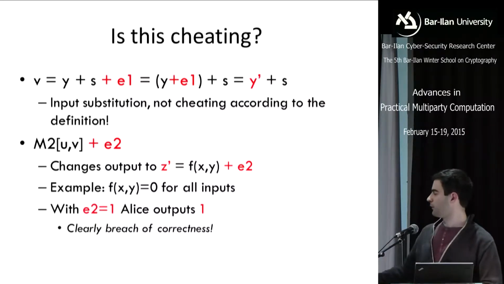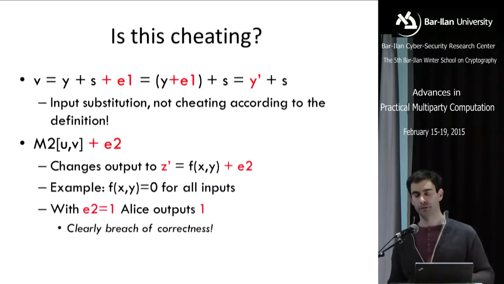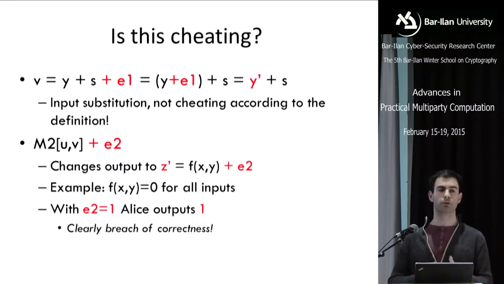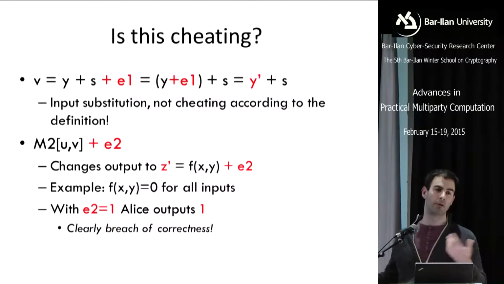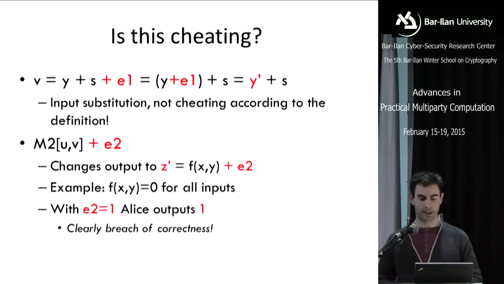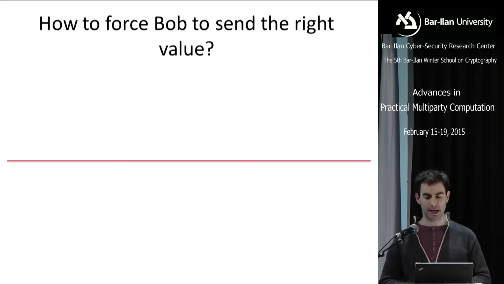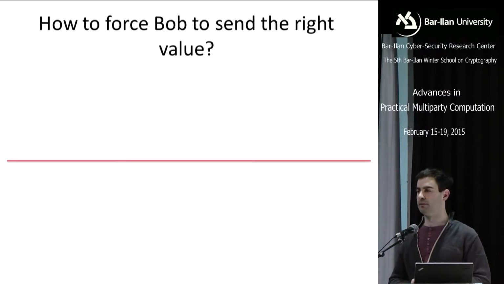Then, of course, if E2 is equal to 1, this makes the output of the function be 1, which is clearly something that could not have happened in the ideal world. In the ideal world, the output of Alice was always 0. Now, in the protocol, Bob can make Alice output 1. So this is a breach of correctness. So this is a problem. And how are we going to solve this problem? We have to force Bob to send the right value. And how do we force Bob to send the right value?